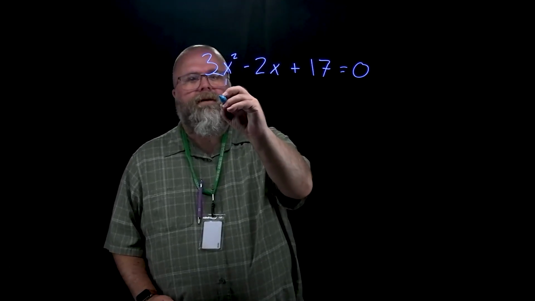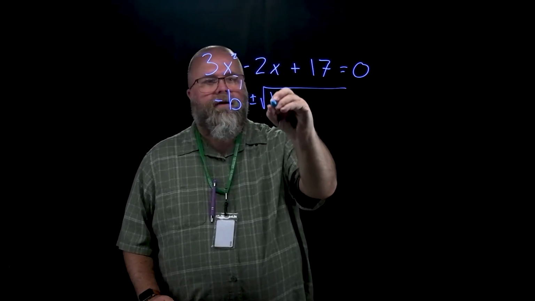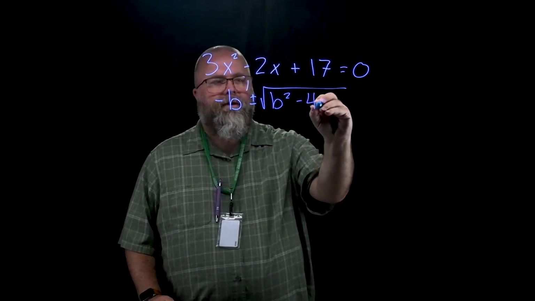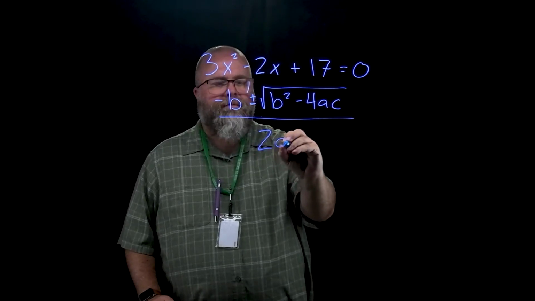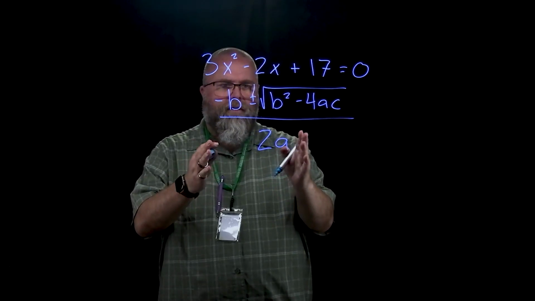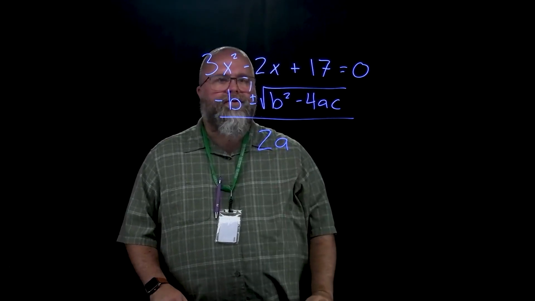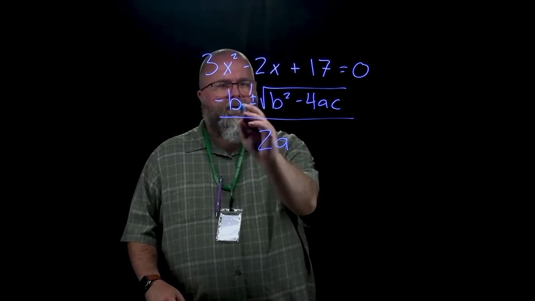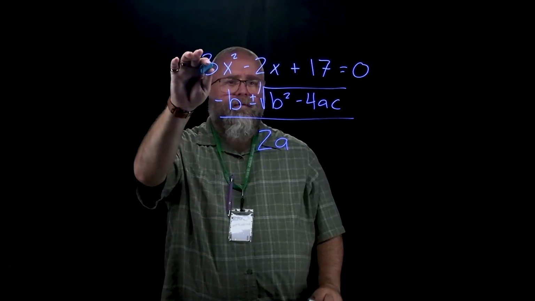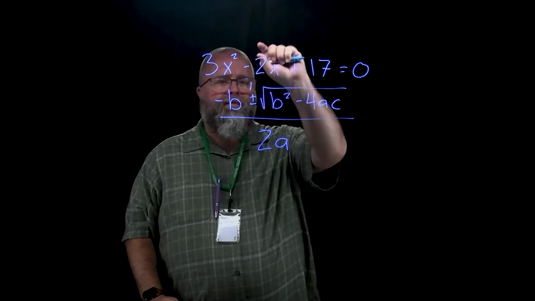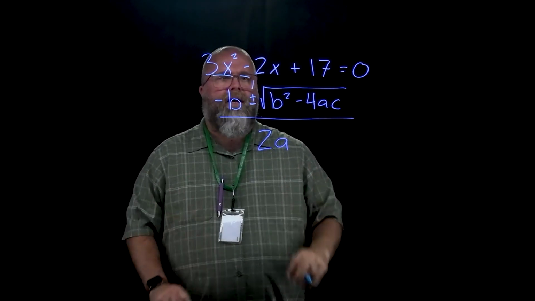The formula is negative b plus or minus the square root of b squared minus 4 times a times c, all over 2a. So this is what we're going to use in order to find the values of x that make this equation true, right? We first need to identify our a, b, and c. Once we have it in this standard form up above, where the x squared term comes first, the x term comes second, and the constant term comes third, then we can apply this formula.